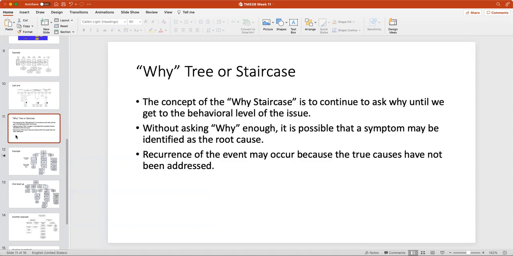So with Y trees, you're going to continue to ask why until you get to the behavioral level of the issue. If you don't ask why enough, it's possible that you might not go deep enough. And then recurrence of the event is likely to happen because the true causes haven't been totally sussed out.